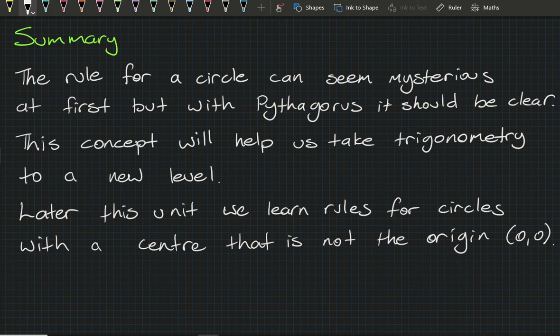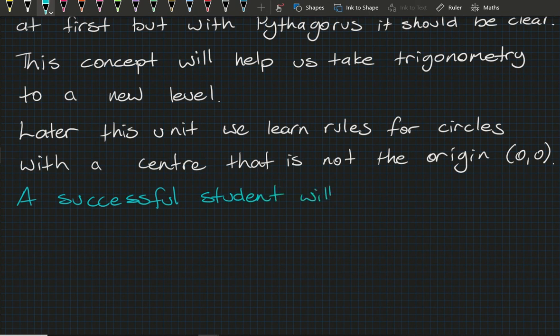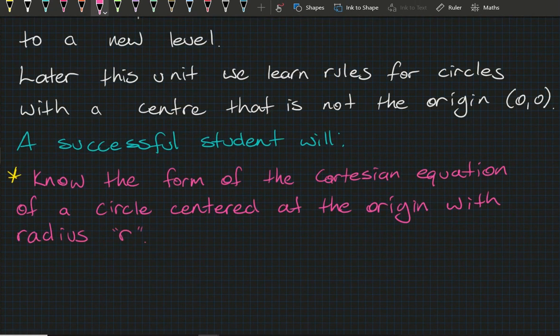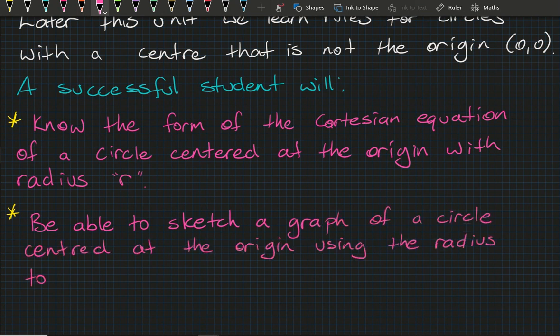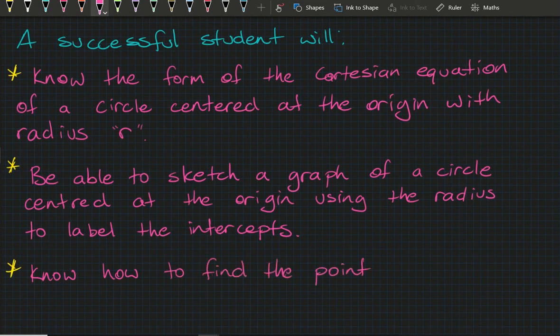So it's really important that you get the skills of these circles as we introduce them with the origin as the center. Alrighty, so in this lesson, a successful student will know the form of the Cartesian equation of a circle centered at the origin with a radius r. Be able to sketch a graph of a circle centered at the origin using the radius to label the intercepts. And finally, know how to find the points of intersection of a line and a circle.